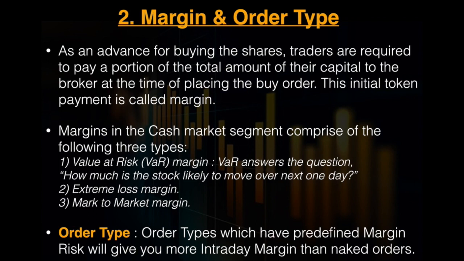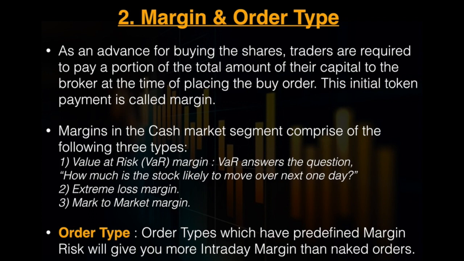So margins in cash market segment comprise of the following 3 types: value at risk margin, extreme loss margin, and mark to market margin. The most important of the 3 is value at risk margin. Value at risk, as the name suggests, is basically potential loss one can make in that particular trade, or in simple terms, value at risk answers the question, how much is the stock likely to move over the next one day?